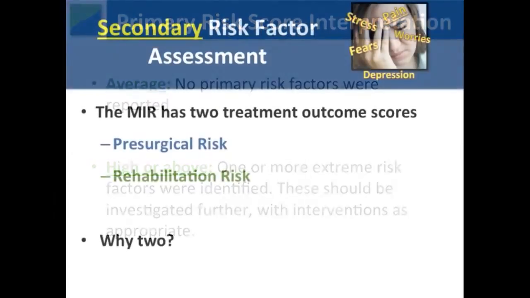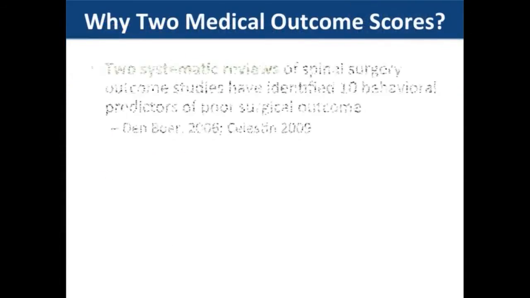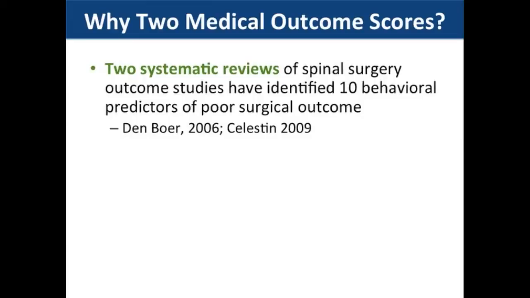Next, there's secondary risk factor assessment, and the MIR has two treatment outcome risk scores which utilize secondary risk factors, which are presurgical risk and rehab risk. So why do we have two? Let's look at the literature. As noted before, there are two major systematic reviews at this time of spinal surgery outcome, which identified 9 or 10 behavioral predictors, depending on how you categorize them, of poor surgical outcome. That's the best science available at this time.